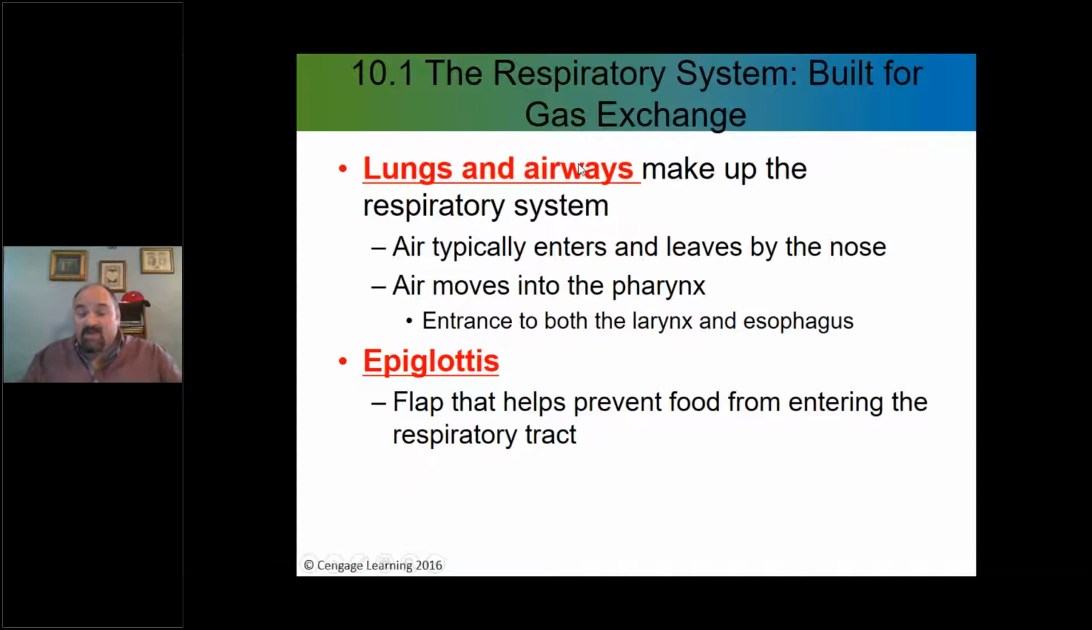So the lungs and those airways, those tubes, are very important in order to have air pass in and out of the respiratory system. The epiglottis is an important structure. It's a flap. I know it's kind of weird, but I think of it like a toilet seat cover, right? It's a covering that prevents movement of material from one area to another. In the case of the epiglottis, it's preventing food and liquid from entering into the respiratory system.